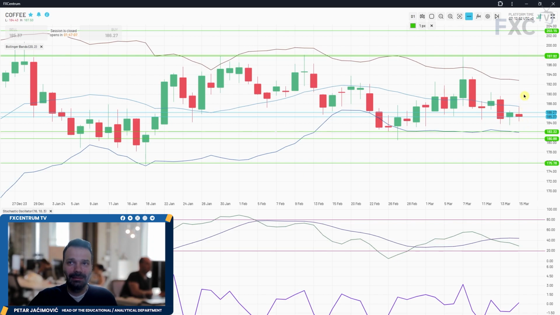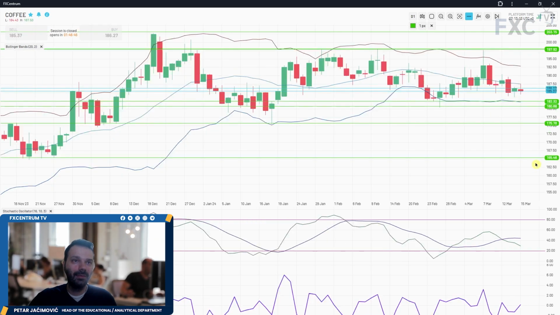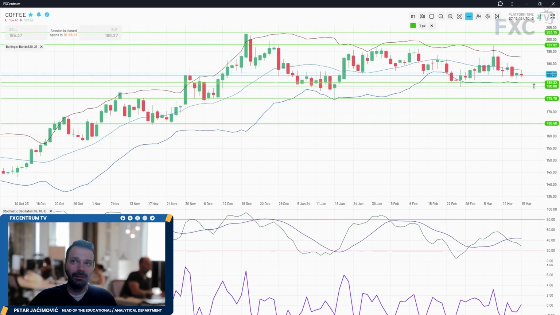What we had on Friday is just a test and reject of the middle Bollinger Band, but I'm still waiting for the breakout of either support or resistance in order to confirm a bigger directional move. In case of a downside breakout of the 180.90 mark, there will be a chance for a drop towards the 175.80 mark, or even a bigger drop towards the 165.50 mark.